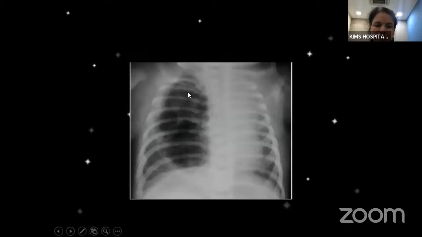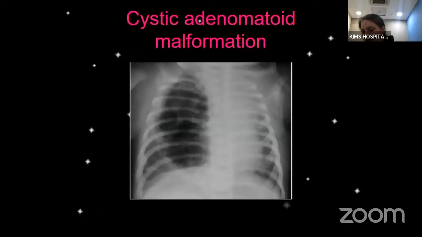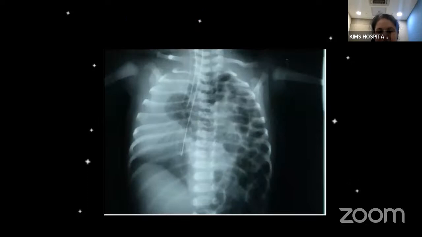So CPAM is usually identifiable by the presence of multiple cystic lucencies, which are not communicating with the airway of the rest of the lung, and this is classical of cystic pulmonary adenomatoid malformation, or CPAM.